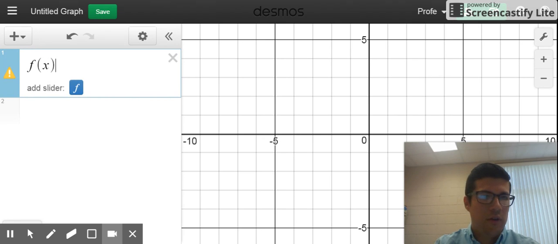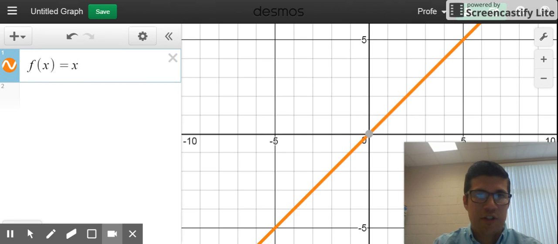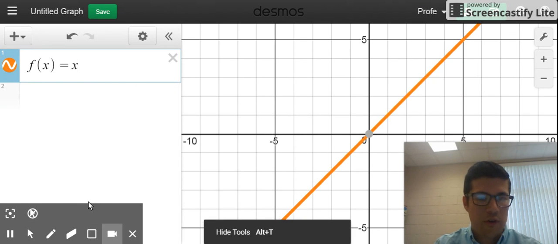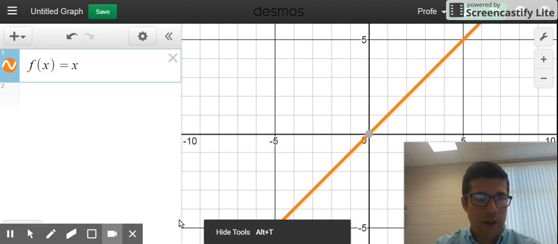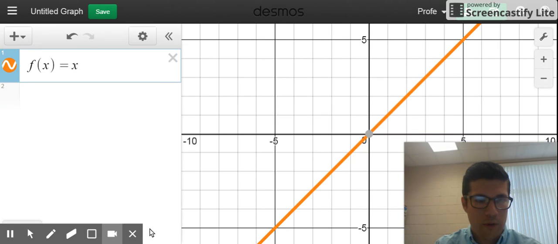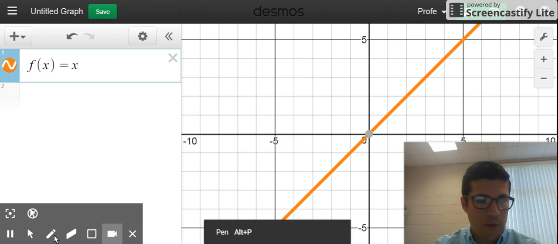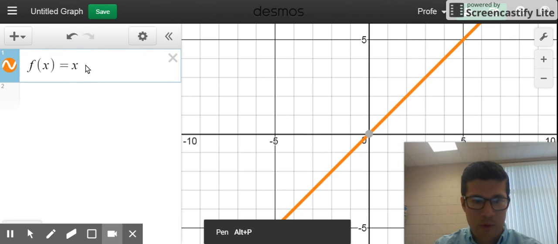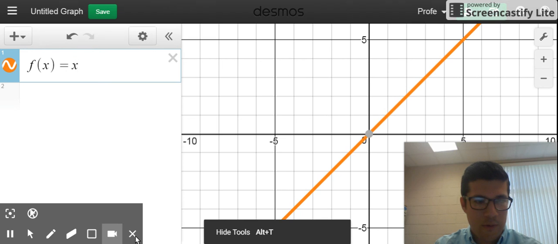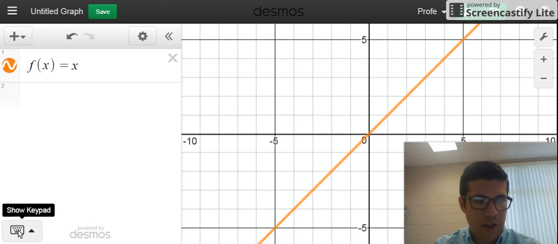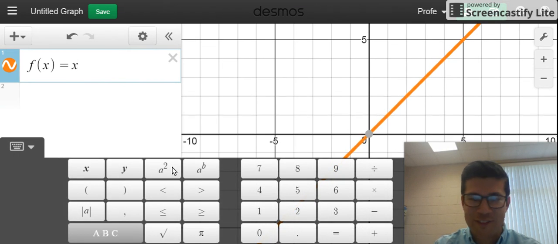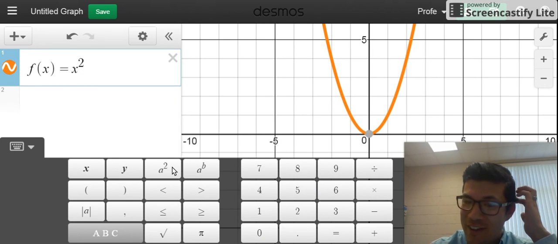Yesterday, we started with just regular x squared, and I lost my keyboard. Where did my keyboard go? Oh, come on. Hide tools. Yes. Okay. Sorry, guys. All right. There's x squared.